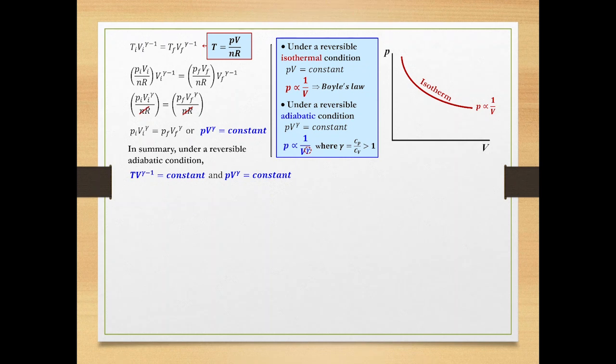Take note of the power gamma that the volume is raised to. Since gamma is greater than 1, 1 over V to the power of gamma is smaller than 1 over V, which would place the curve below the isotherm. This PV curve at an adiabatic condition is called an adiabat.